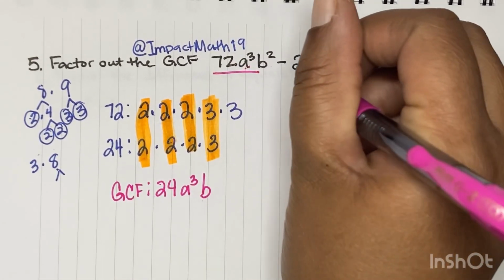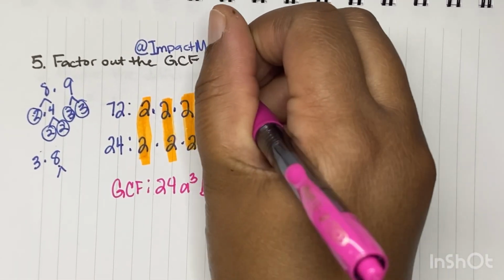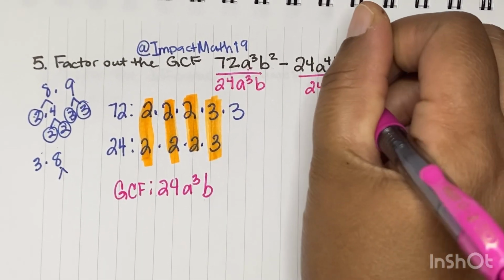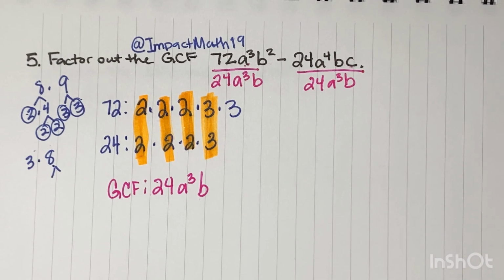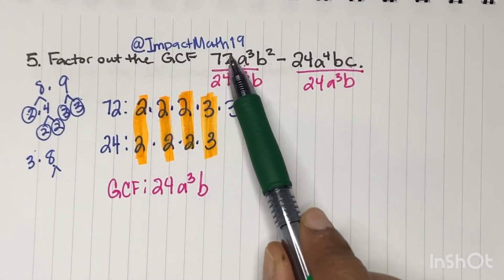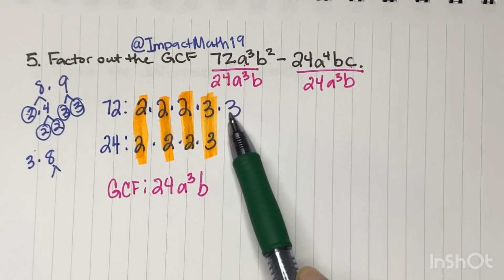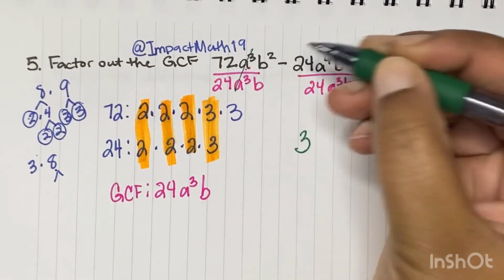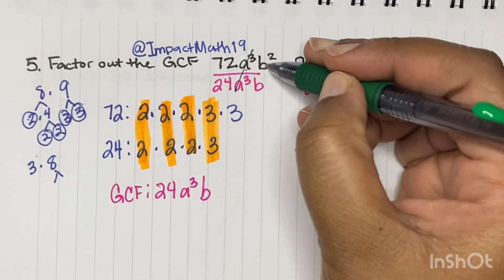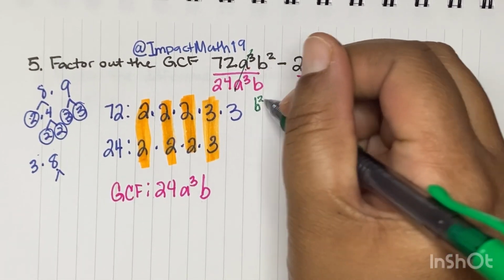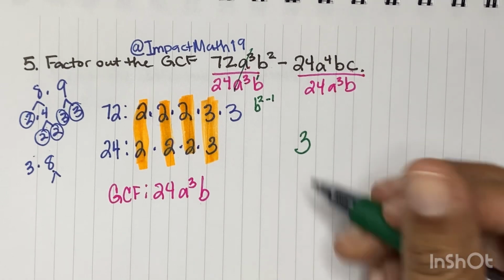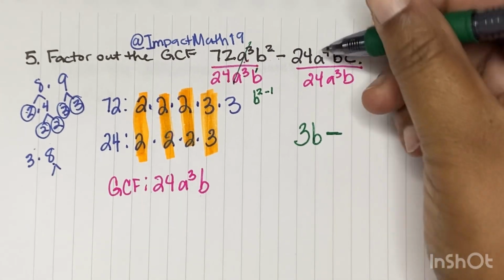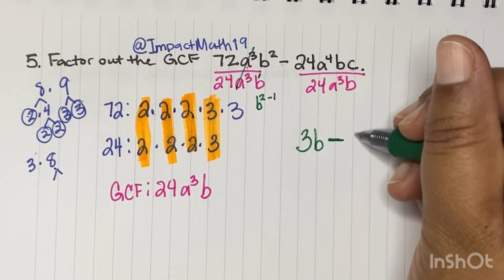So now I'm going to divide that by each of these terms. I'm going to put 24 a to the 3rd b, 24 a to the 3rd b, okay? And if you look here, 72 divided by 24 would leave us with just a 3. A to the 3rd and a to the 3rd cancel because 3 minus 3 is 0. We have b to the second, so this is b to the 2 minus 1, because there's an imaginary 1 up here. So 2 minus 1 is just 1b. We drop down our minus sign. 24 divided by 24 is a 1, okay?